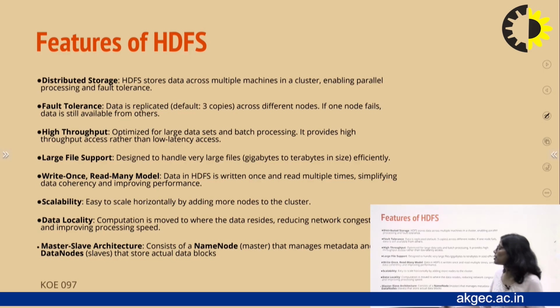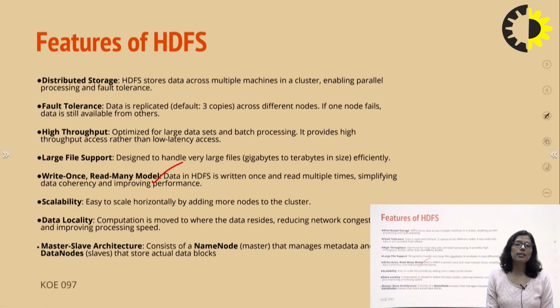Then another important feature is the write once and read many model. Data in HDFS can be only written once, though it can be read multiple times. So it simplifies data coherency and improves performance. Scalability: it is easy to scale, as we discussed that HDFS provides horizontal as well as vertical scalability. Suppose I have an X amount of data, and I am storing it in my N nodes. Now if my data has increased from X to X plus 1, instead of increasing the capacity of my N nodes, I will add another node which will take care of the extra data. That is your scalability.